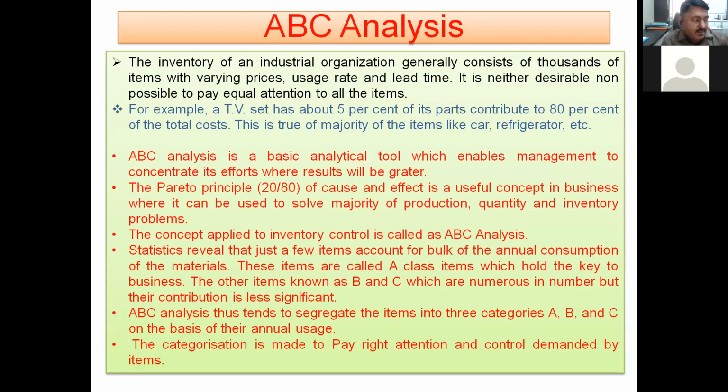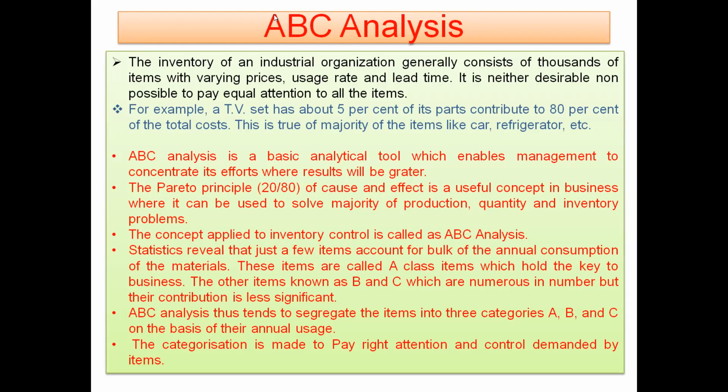Let us move further, moving to the last part of this chapter, I can say ABC analysis. So you might have heard of the Pareto principle, the 20-80 principle. So we will discuss the ABC analysis. We will take one or two examples for better understanding of the concept, and we will proceed further. So here, the inventory of an industrial organization generally consists of thousands of items with varying prices, usage rate, lead time, and it is neither desirable nor possible to pay equal attention to all these items.